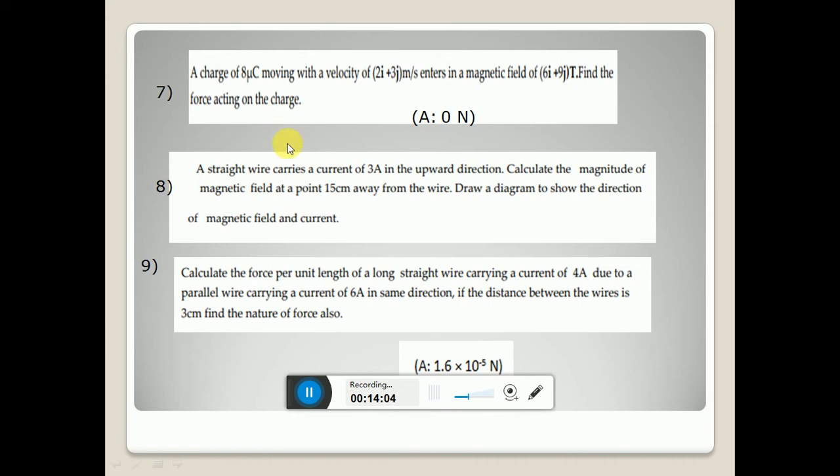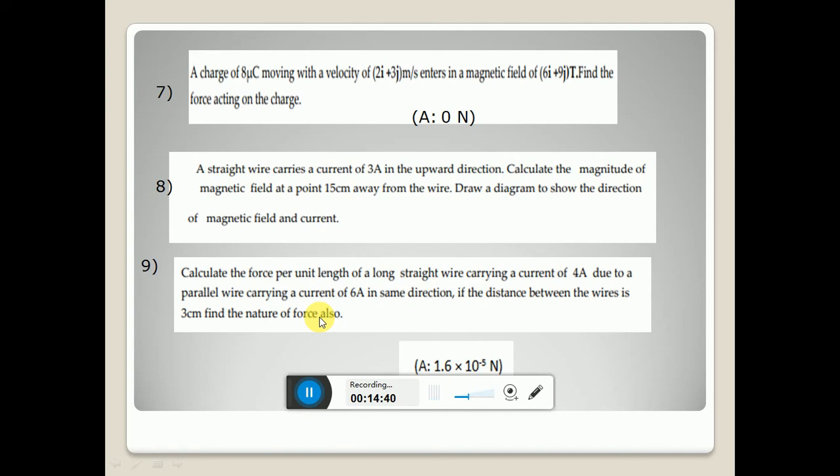Next one, a straight wire carries a current of 3 amperes in upward direction. Calculate the magnitude of magnetic field at the point 15 centimeters away from the wire. So draw the diagram to show the direction of magnetic field and current. I think this is a very basic question which you have already done in lower classes. So try to do it. Here I am not giving the answer. Try to find it on your own and get the answer. Drawing the direction of magnetic lines of force along that conductor is very easy for you.